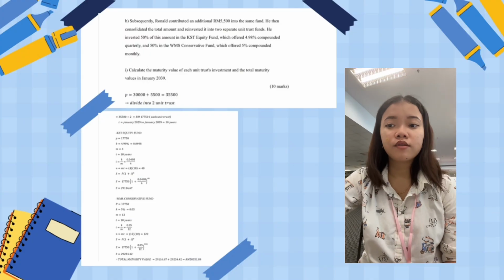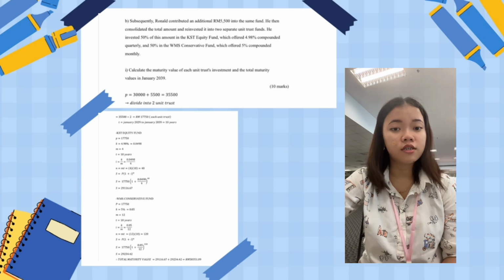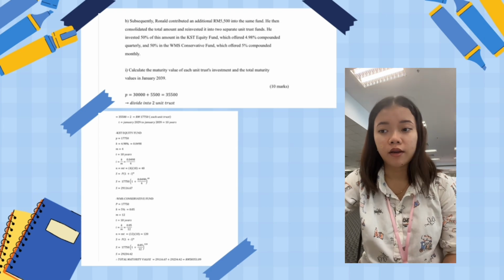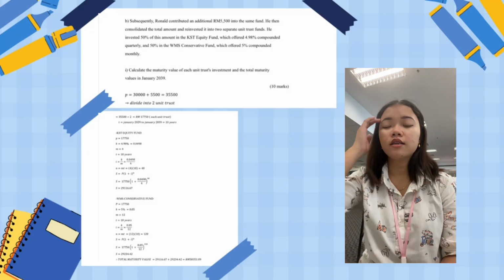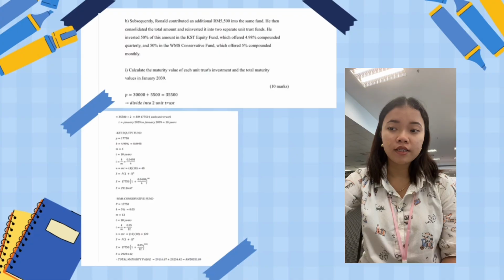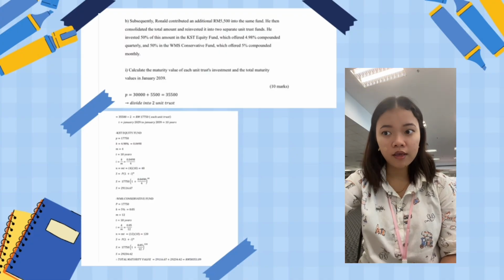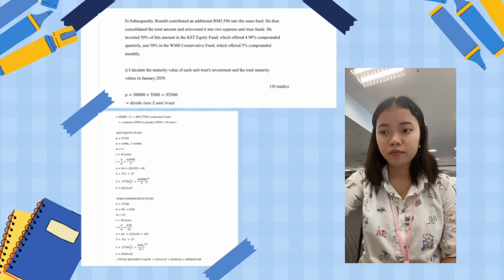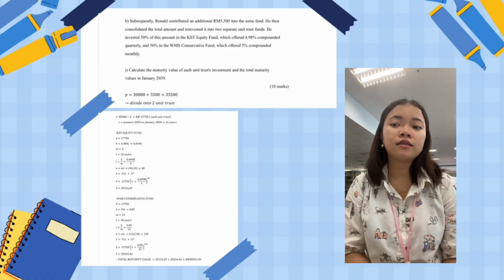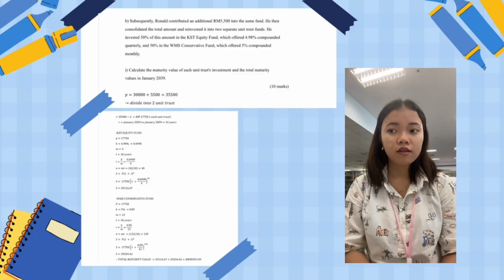Next, for the WMS conservative fund calculation, we are going to use the same formula as the KST equity fund calculation, which is S equals P times (1 plus i) to the power of n. P is the same, 17,750 ringgit, and k is 0.05. m is 12, i equals k over m, which is 0.05 over 12. n is m times t, so n is 120. So we are going to get S equal to 29,234 ringgit and 42 cents.